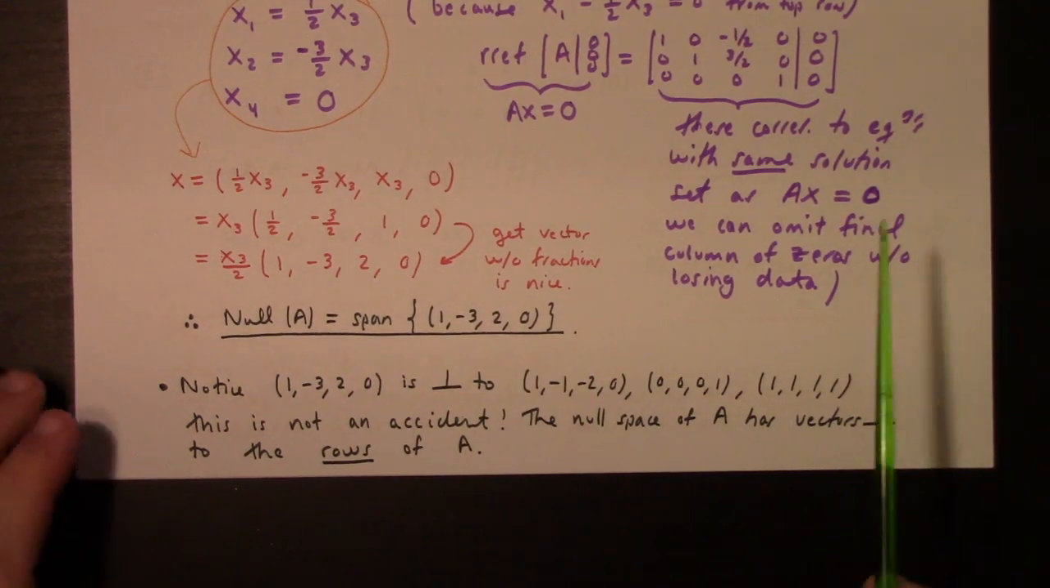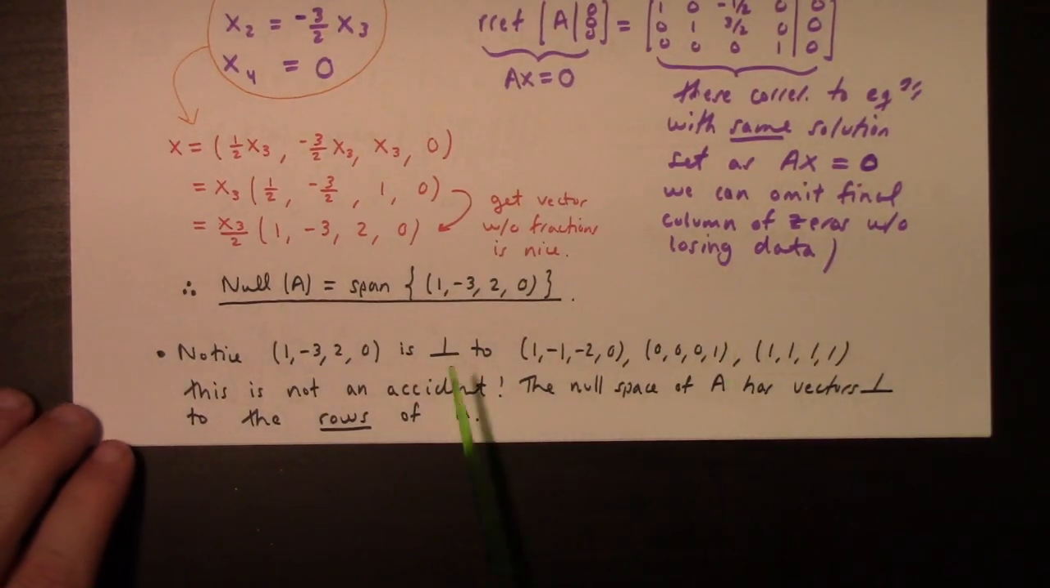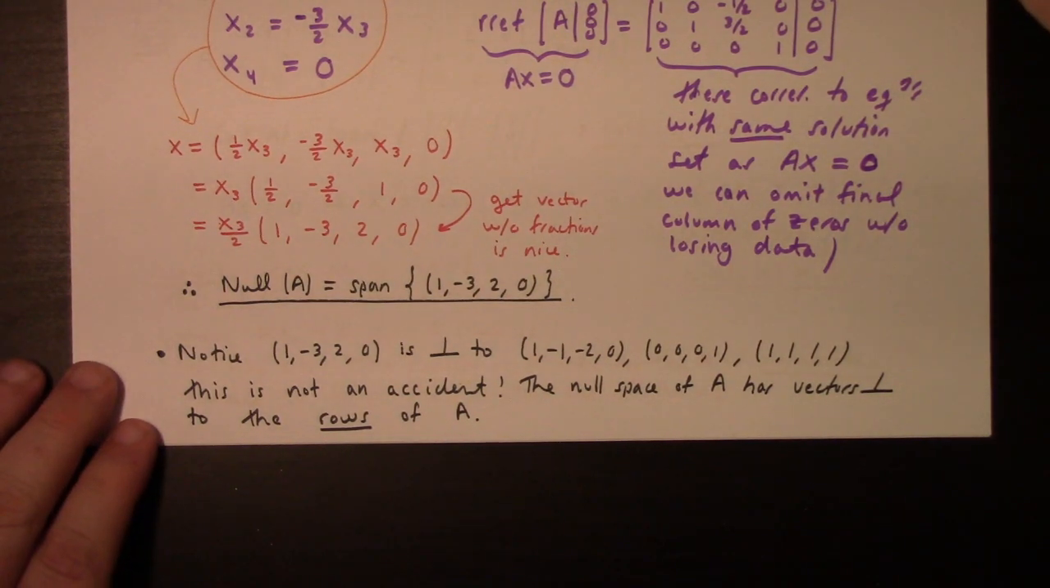And there you go. Now, again, as a check and further evidence of my claim, you can see that the basis for the null space is in fact perpendicular to every row in the matrix. And that's not an accident. The null space of A has vectors which are perpendicular to the rows of A.